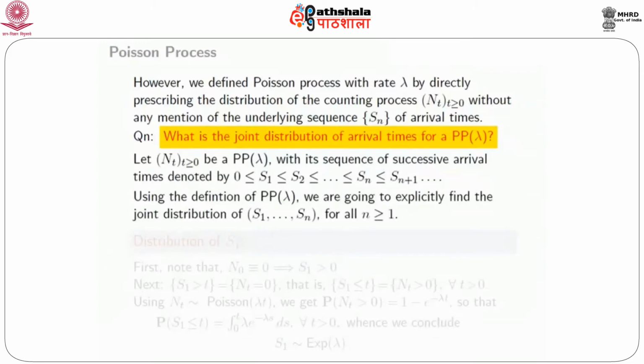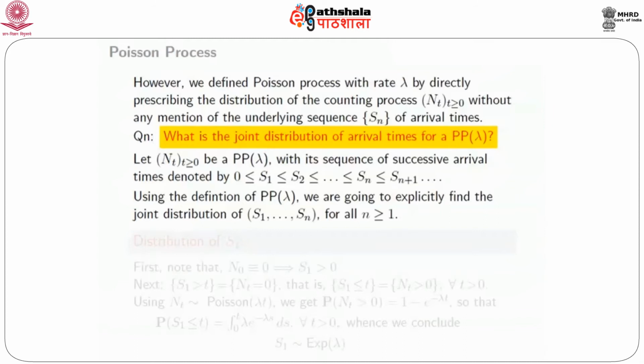So let Nt be a Poisson process with its sequence of successive arrival times denoted by 0 ≤ S1 ≤ S2, etc. Now, using the definition of Poisson process with intensity lambda, we are going to explicitly find the joint distribution of S1, S2, ..., Sn for every n greater than or equal to 1. So let's start with the distribution of S1 first.